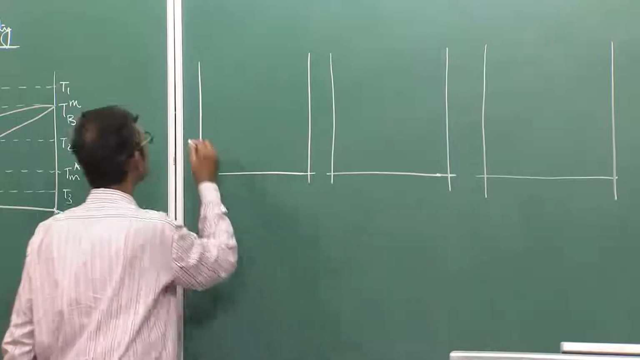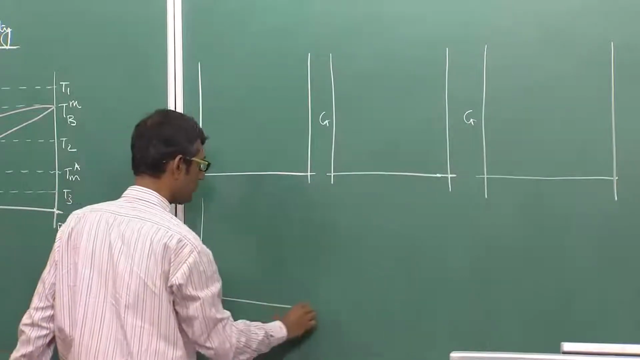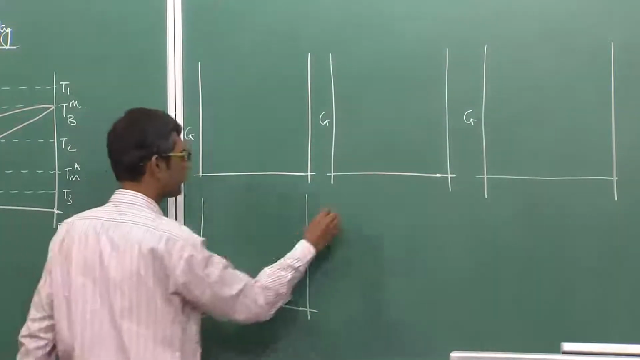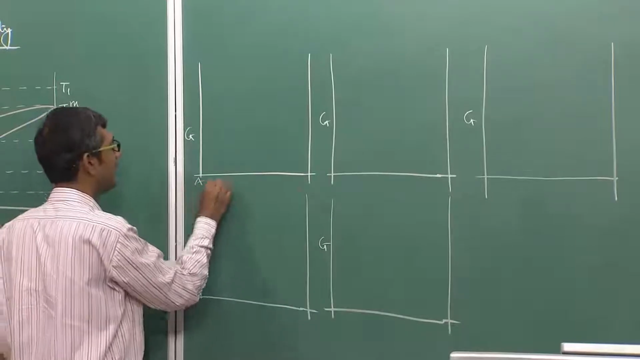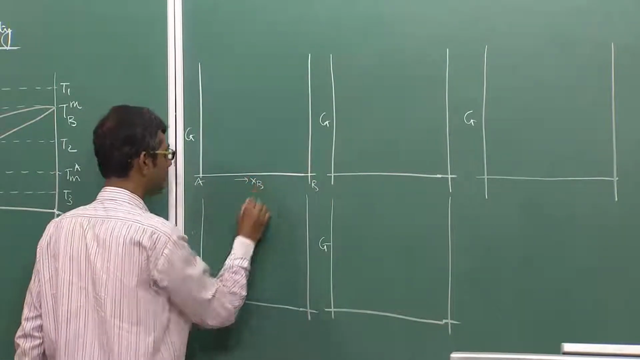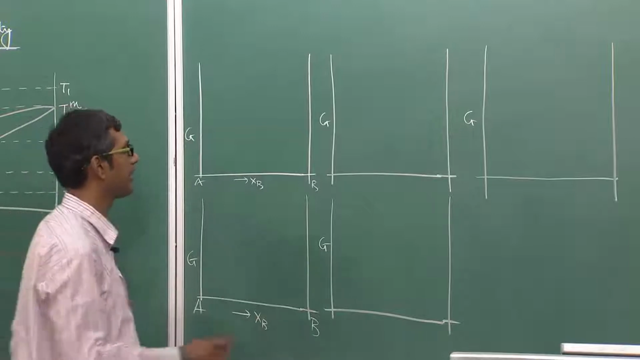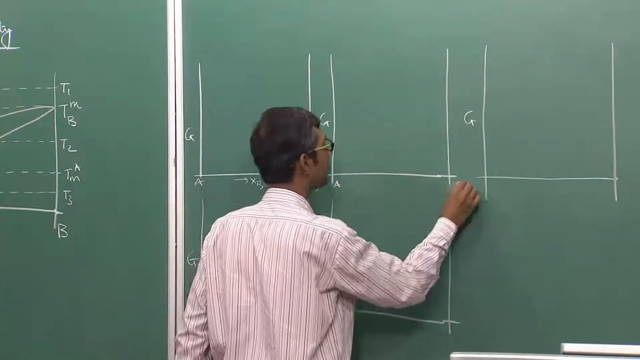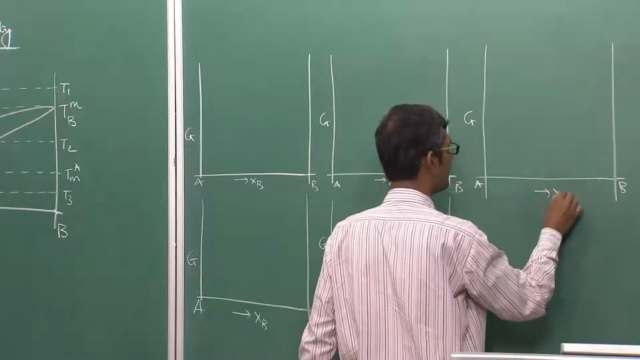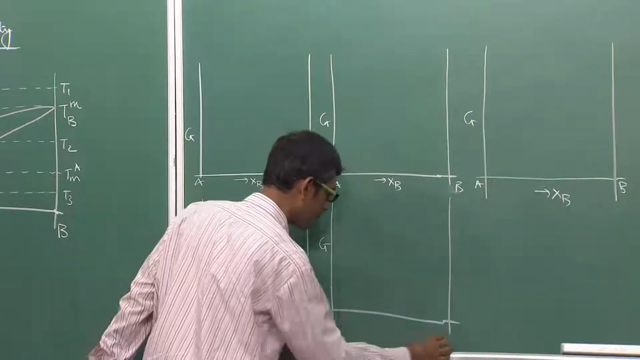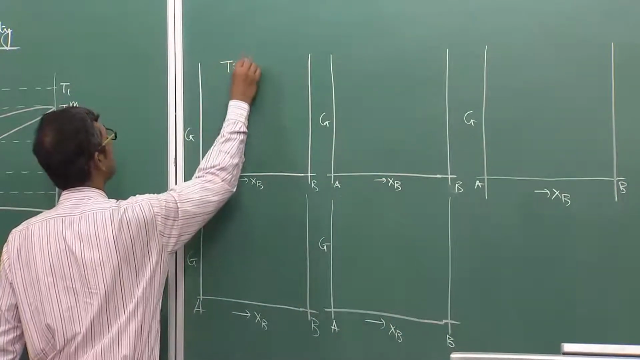For each case this is free energy, so G, G, G. And this is A, this is B. While you draw any diagram, you must first label your axes, otherwise there is no point in showing the diagram. So I will be drawing at temperature T equal to T1 first.